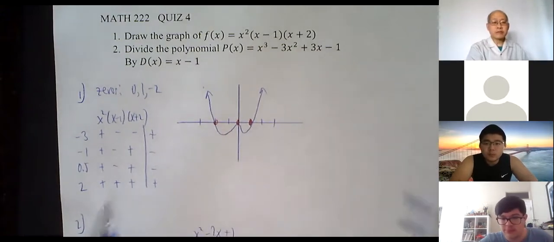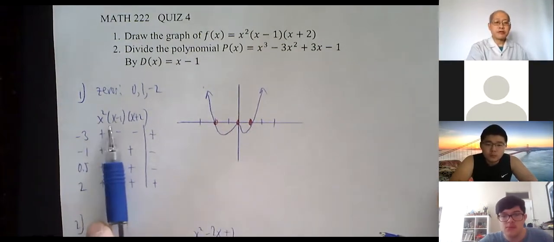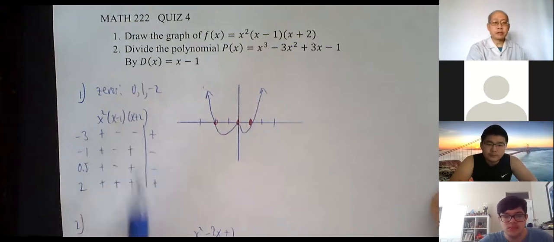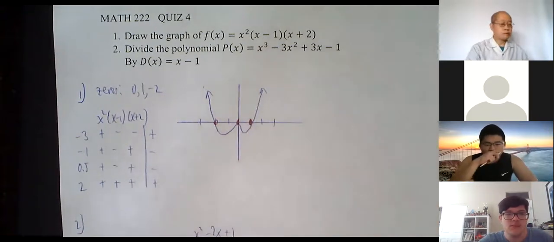And plug in 2, everything's positive. We already said x squared is positive. 2 minus 1 is positive. 2 plus 2 is positive. Positive times positive times positive is positive. So it shoots up.